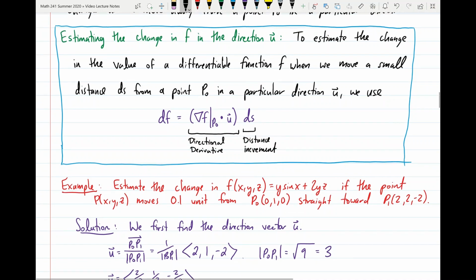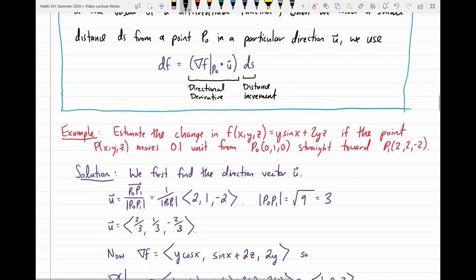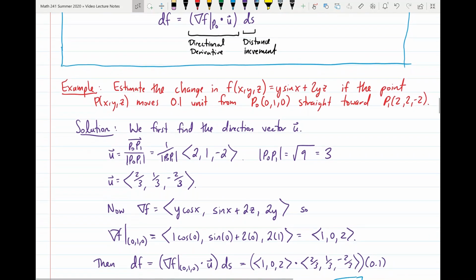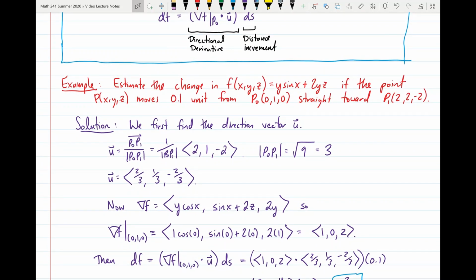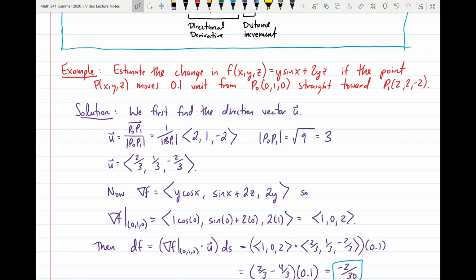So let's give an example where we find this df. We want to estimate the change in f of x, y, z equal to y times sine x plus 2yz if the point P(x, y, z) moves 0.1 units from P naught, which is (0, 1, 0), straight toward the point P1, which is (2, 2, -2). So the direction vector is going to be the unit vector that goes from the point P naught to the point P1.